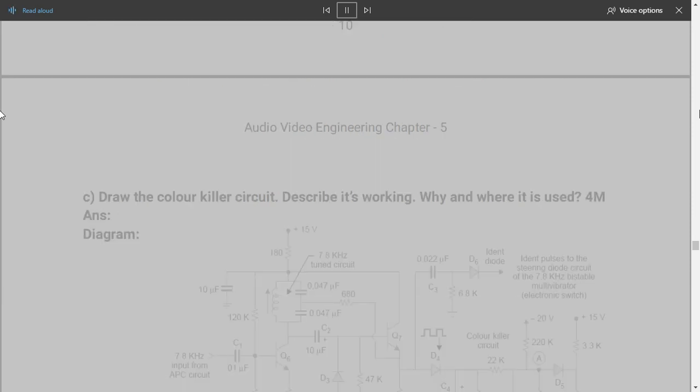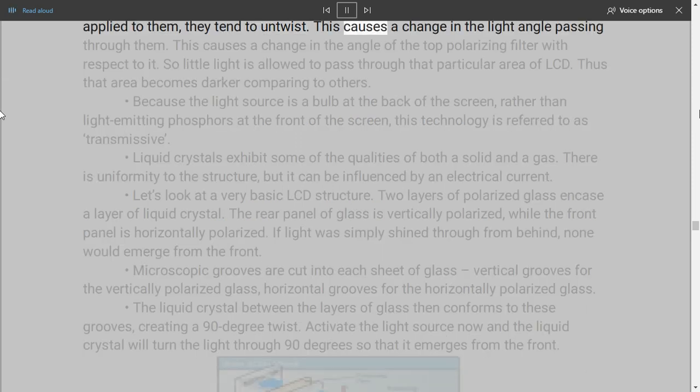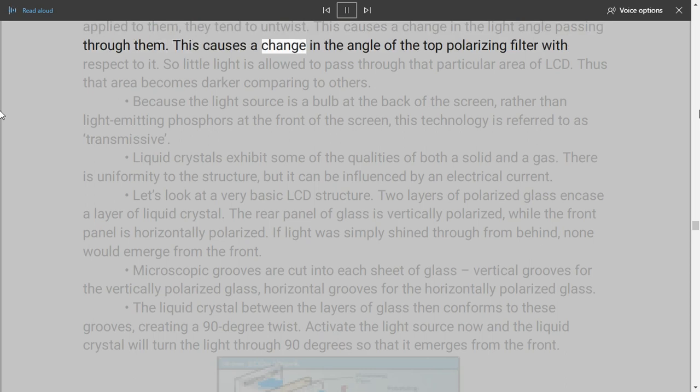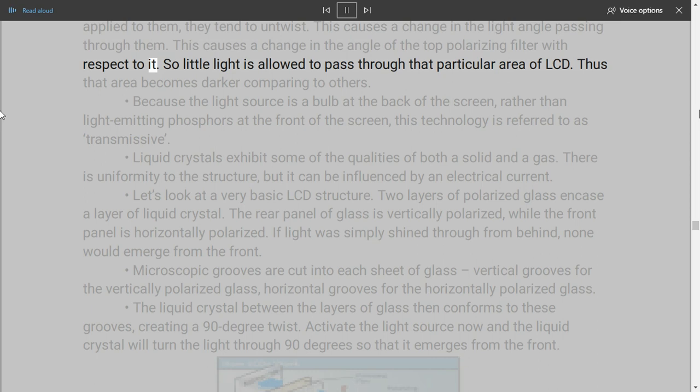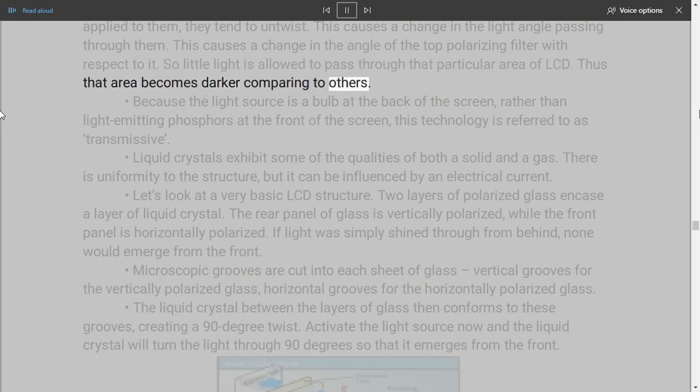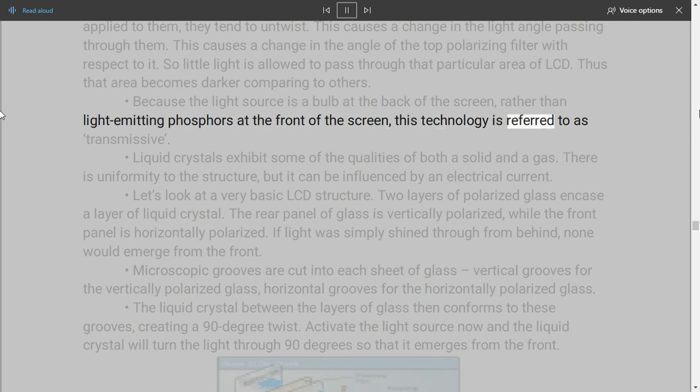applied to them, they tend to untwist. This causes a change in the light angle passing through them. This causes a change in the angle with respect to the top polarizing filter. So little light is allowed to pass through that particular area of the LCD. Thus that area becomes darker compared to others. Because the light source is a bulb at the back of the screen, rather than light-emitting phosphors at the front of the screen, this technology is referred to as transmissive.